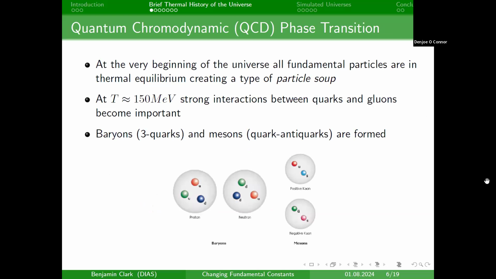At around where the temperature is about 150 megaelectron volts, strong interactions between quarks and gluons become important, and baryons, so three quarks, protons and neutrons, and mesons, which are quark-antiquark pairs, are formed. To create this, we're using natural units, so that basically involves converting everything into electron volts, assuming that the speed of light is equal to 1, Planck's constant equals 1, as well as other things. That's why temperature is written in terms of electron volts, not Kelvin, as you might see otherwise.